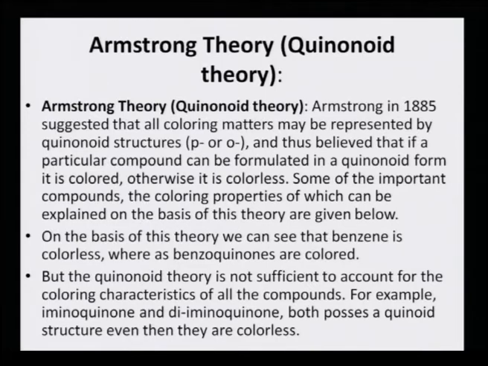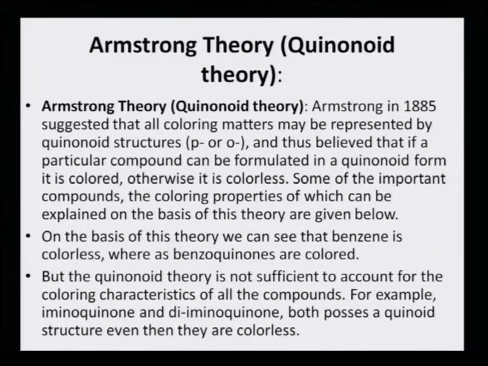So, Armstrong's theory says that all structures which can form quinonoid structures can become a dye, and if that is not possible, then they are colorless. On the basis of this theory, we can see that benzene is colorless, whereas benzoquinone is colored. That is how he proved it: benzene does not have a quinonoid structure, it has just a benzenoid structure.